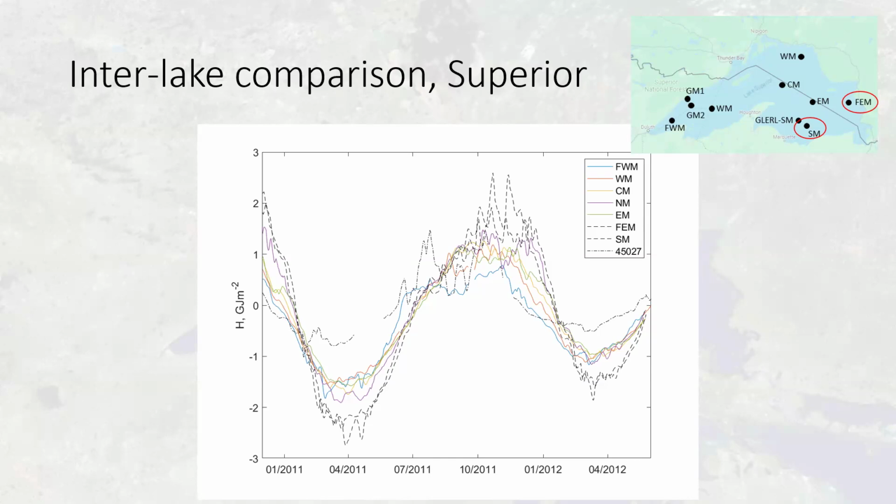5 of these sites look very, very similar in this year and in this year. 2 sites that I've circled in red, both deep sites in the eastern part of the lake, lose considerably more heat in both years. And then this dashed curve is our meteorology site in the far portion of the lake that just can't cool off as much as the other sites because it's shallow.